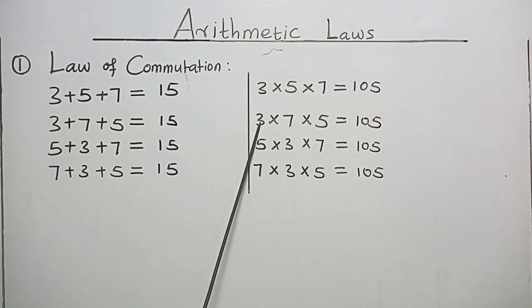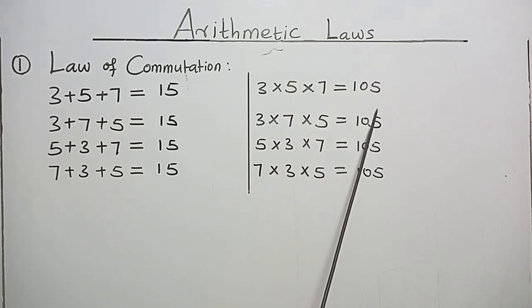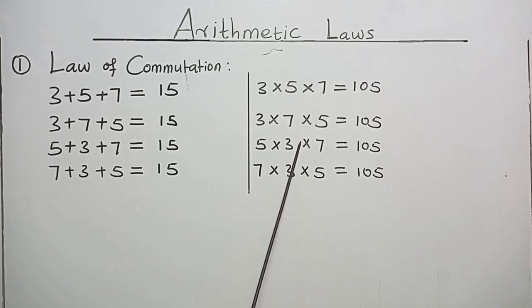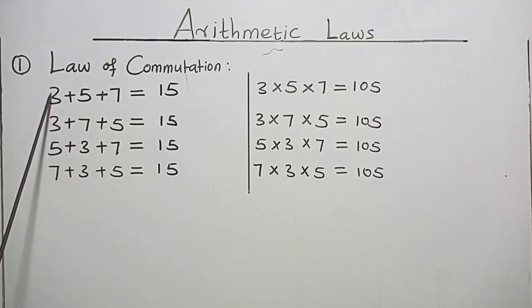Next, 3 times 7 is 21. 21 times 5 is 105. Next, 5 times 3 is 15, times 7, 105. 7 times 3, 21. 21 times 5 is 105. The same set of numbers, but in different orders.